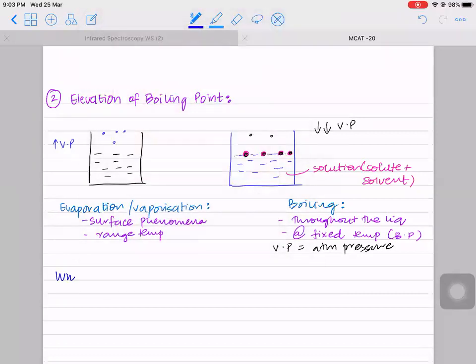Now, since you added the solute, what happened to the vapor pressure? When you add solute, the vapor pressure tends to decrease, right? Now, if the vapor pressure is decreasing, that means it is becoming vapor slowly, not rapidly. You're not getting vapor particles rapidly. So if the vapor pressure has decreased, they're not becoming gas as readily as they were earlier without the solute.